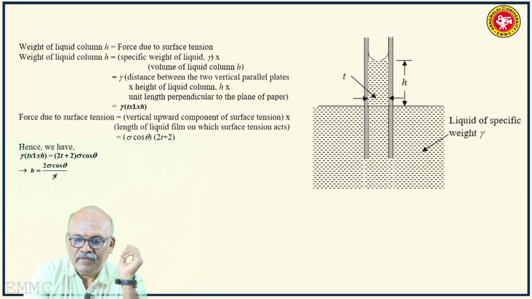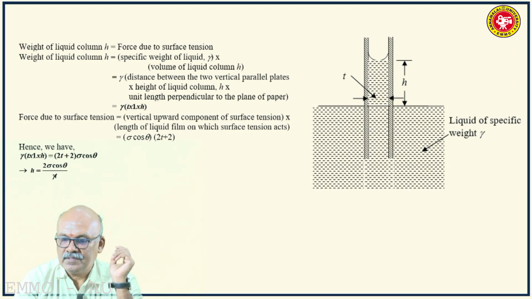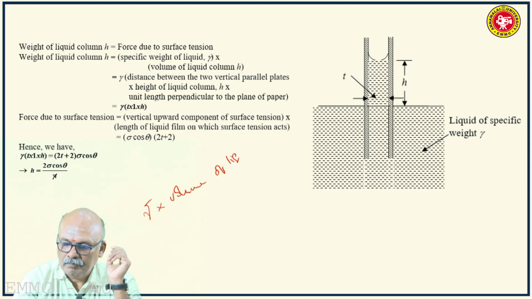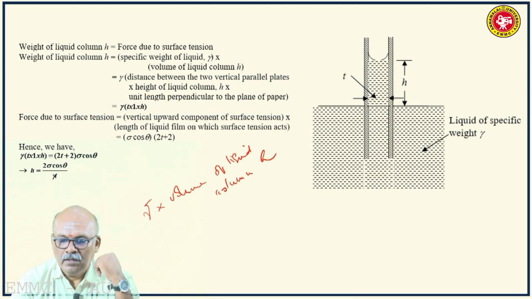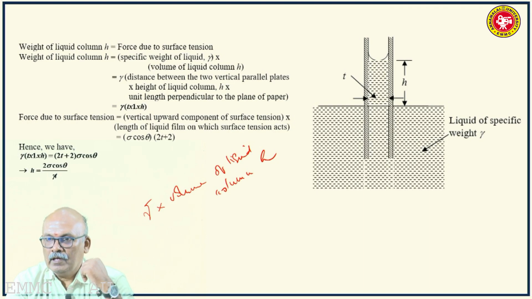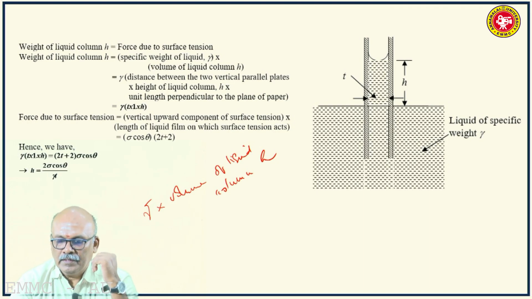Now, let us find out the weight of the liquid column, which is nothing but specific weight multiplied by volume of liquid column. So how will you find out the volume of liquid column? That is distance between the two vertical parallel plates multiplied by height of liquid column multiplied by unit length perpendicular to the plane of the paper will give you the volume.